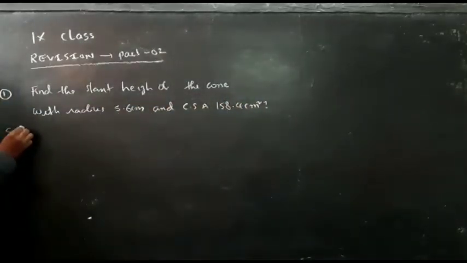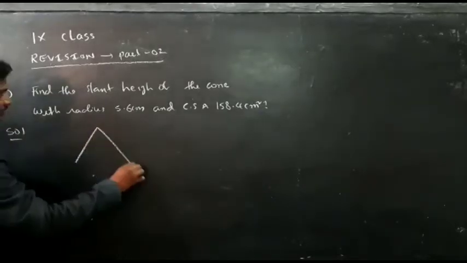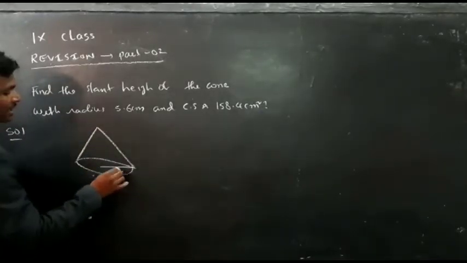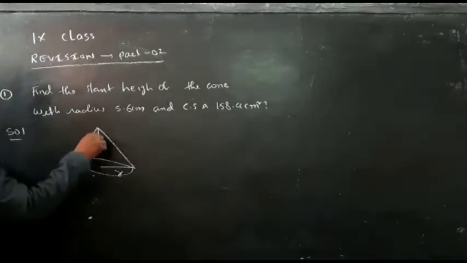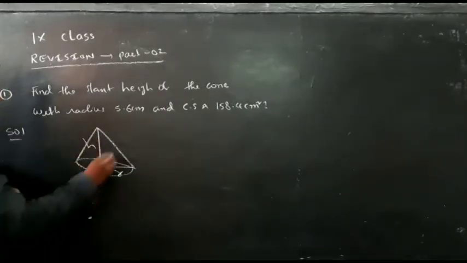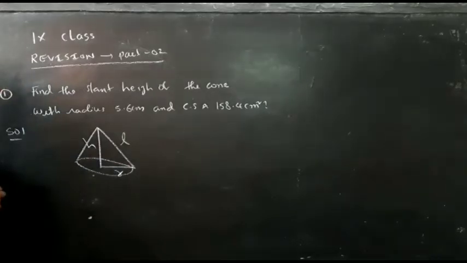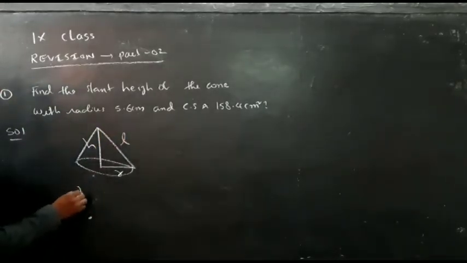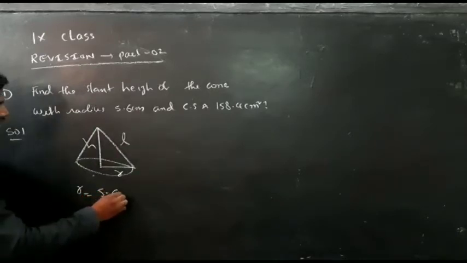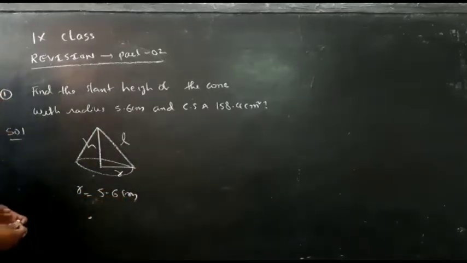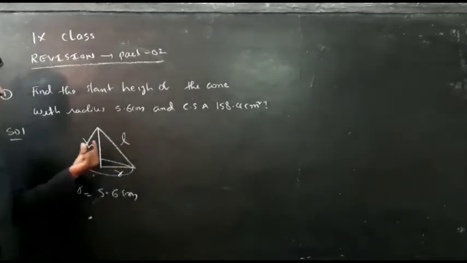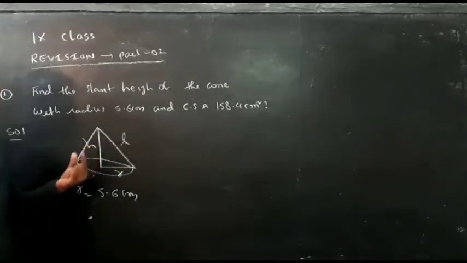Solution. Here, one cone. This is the base radius of the cone and this is the height of the cone and this is nothing but the slant height of the cone. Here what is the base radius? 5.6 centimeters. Base radius R is equal to 5.6 centimeters. I don't know the length of the slant height and also I don't know the length of the height.